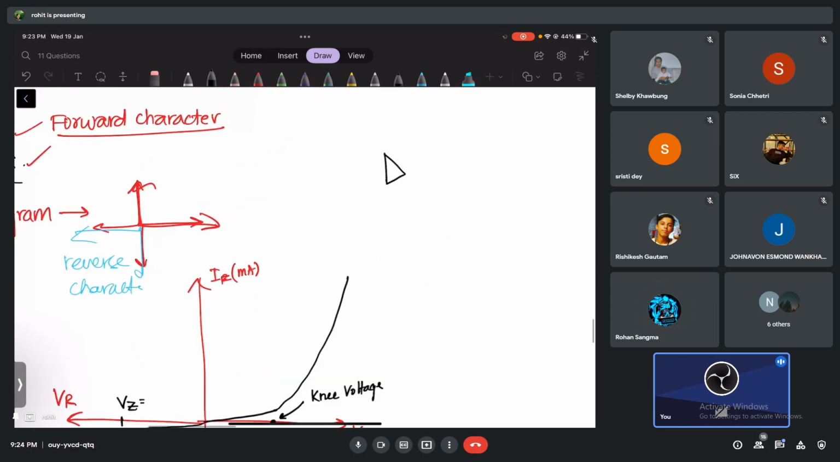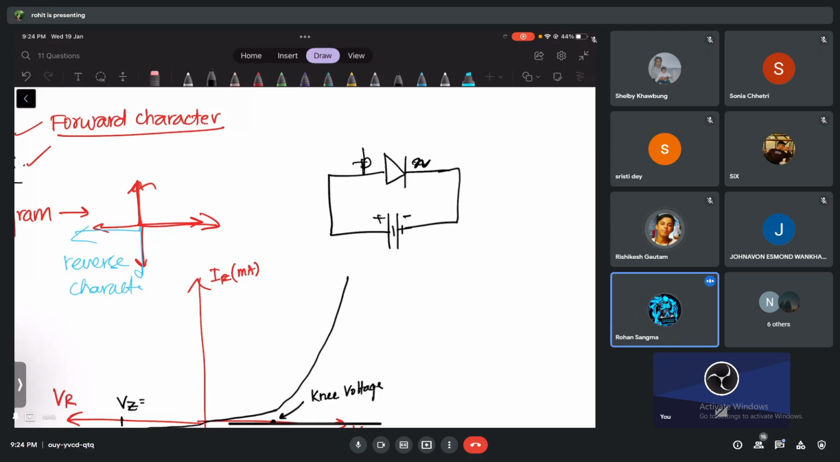Also, one more thing. When you draw the circuit diagram, how will you draw? You will draw a battery here. Positive. Ammeter, milliammeter, and you have to connect here what, guys? Voltmeter. Yes. So please read this.